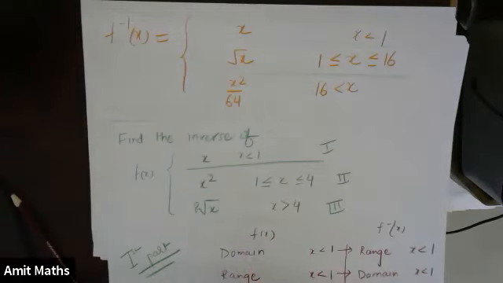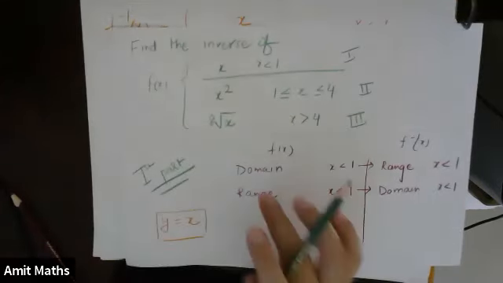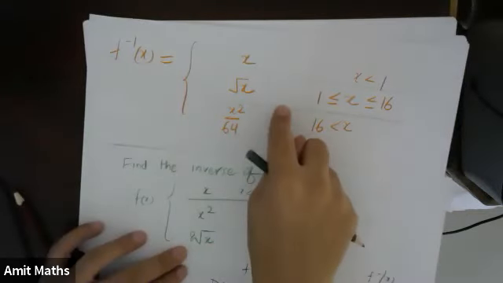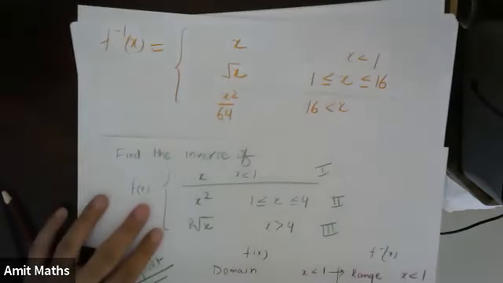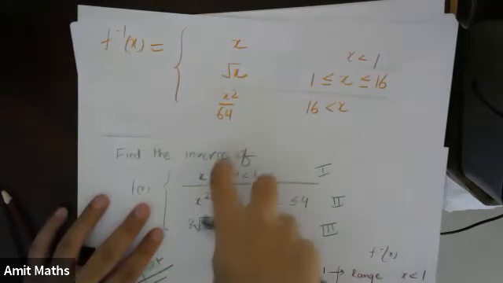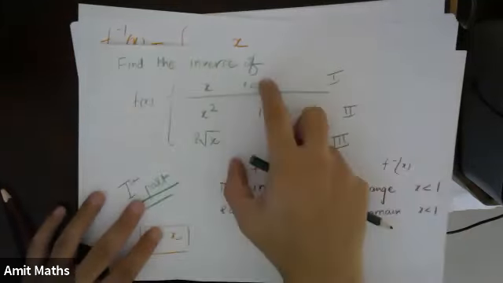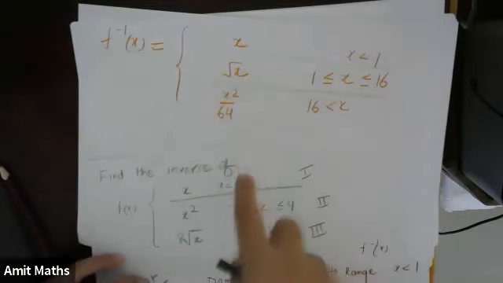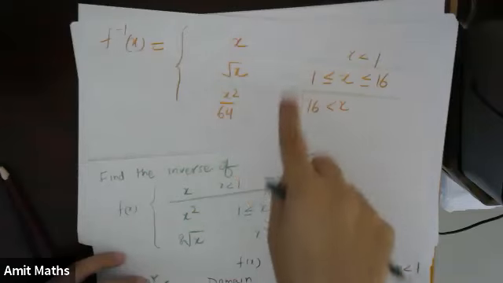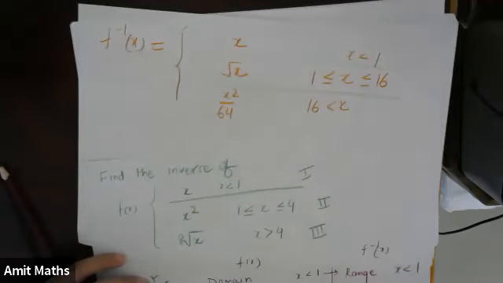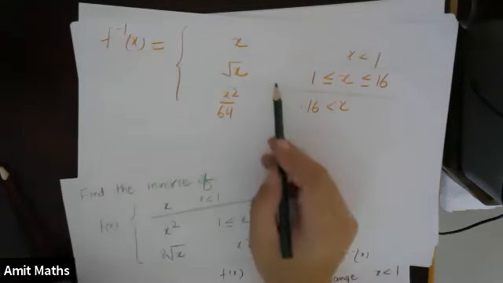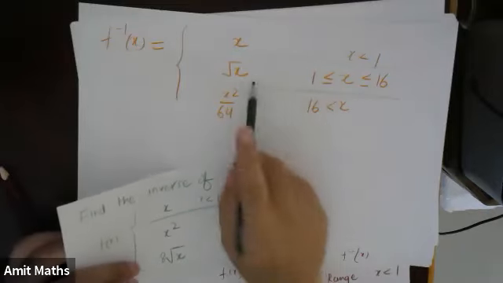Fine. Now, the interesting part is to find out graphically whether what you have got here is actually the inverse of this. And how can you find that graphically? First, draw this function on the graph. Then draw the inverse function on the graph and check whether they are mirror images of each other or not.